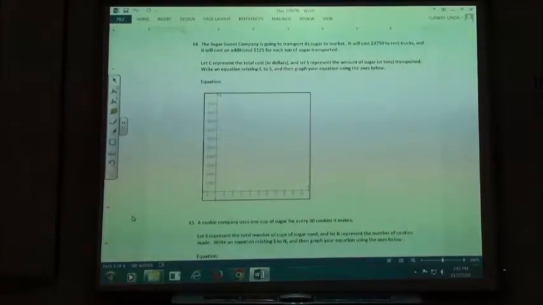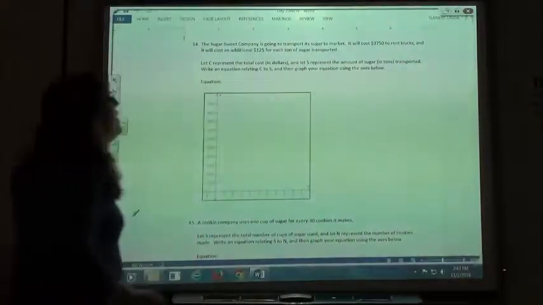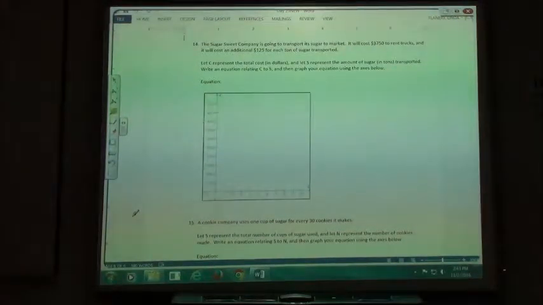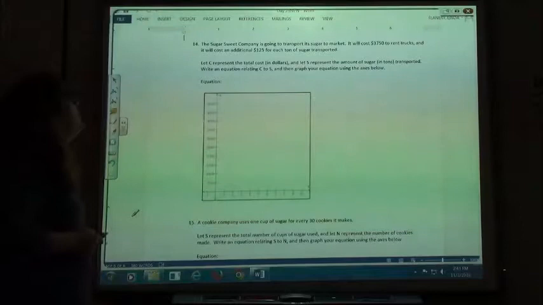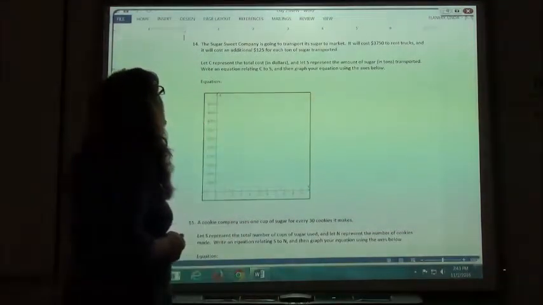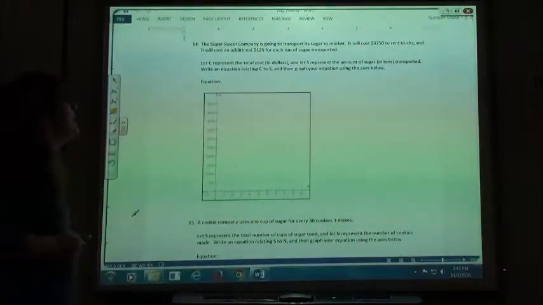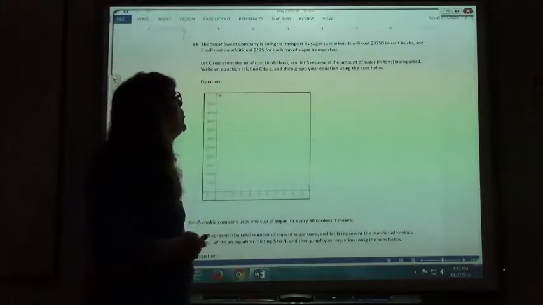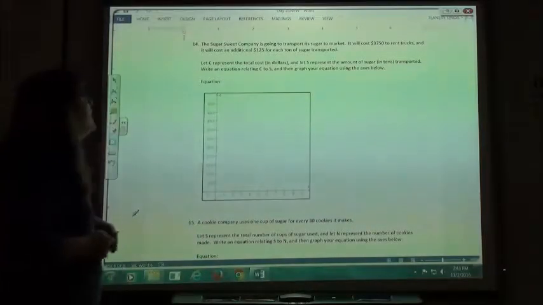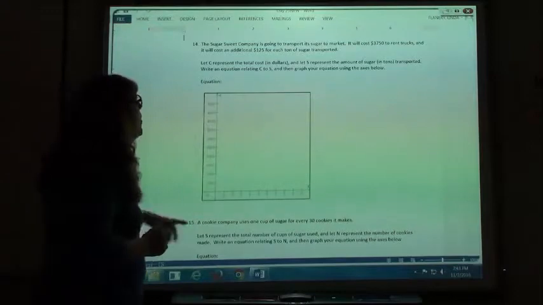All right, number 14 says the Sugar Sweet Company is going to transport its sugar to market. It will cost $3,750 to rent trucks, and it will cost an additional $125 for each ton of sugar transported. Let C represent the total cost in dollars and S represent the amount of sugar in tons transported. Write an equation relating C to S, then graph your equation using the axes below.